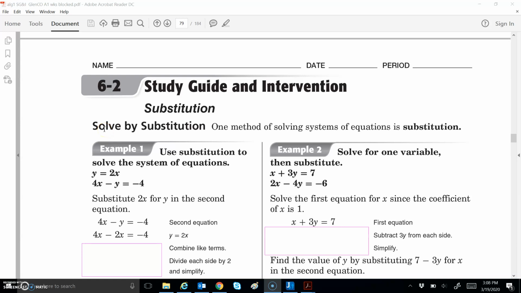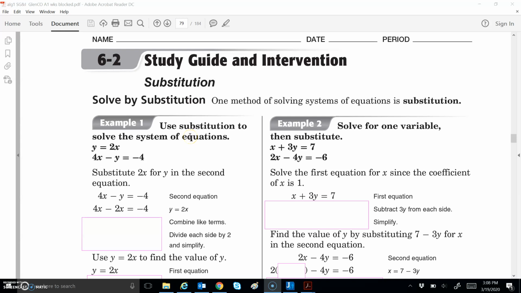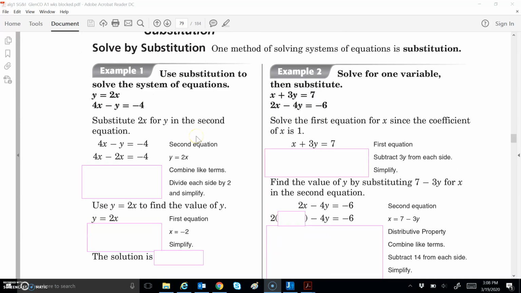All right, substitution. So this is another technique to solve systems of equations. So we have two equations, linear equations, which means we could draw them and graph a line. Another technique besides graphing is substitution. So what we're going to do is substitute a chunk into another equation. Alrighty, so let's take a look.